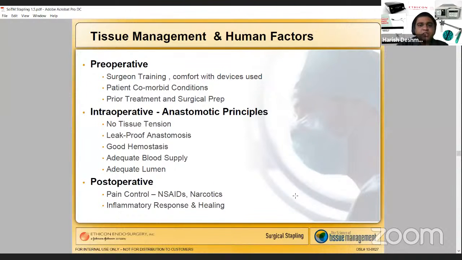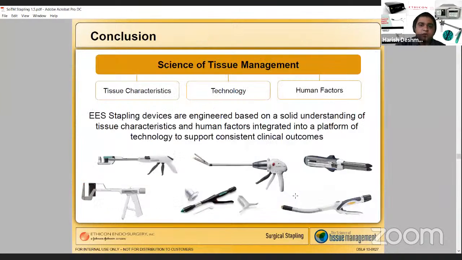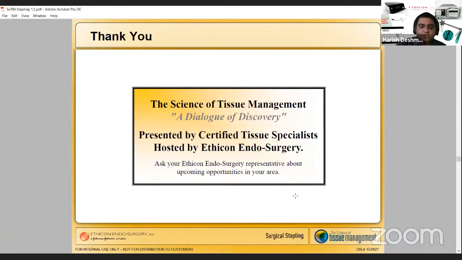Intraoperative or anastomotic factors basically follow the William Halsted principles, which is adequate lumen blood supply and good hemostasis with leak-proof anastomosis and no tension. Post-operatively, there are antibiotics, inflammatory response, healing and pain control. This all affects the overall response to the stapling. So that's it from the staple point of view.